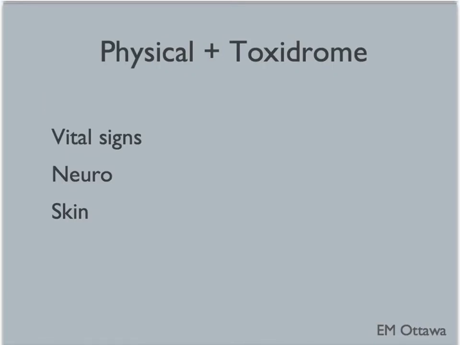Next, physical. It is tied in with the toxidrome recognition. The physical for the poisoned patient is not overly detailed. The main components include vital signs, neurological examination, and skin examination. The vital signs should include temperature and the usual heart rate, blood pressure, respiratory rate, and O2 sat. And you should refer to the toxidrome video about the specific changes in vital signs that fit with each toxidrome.